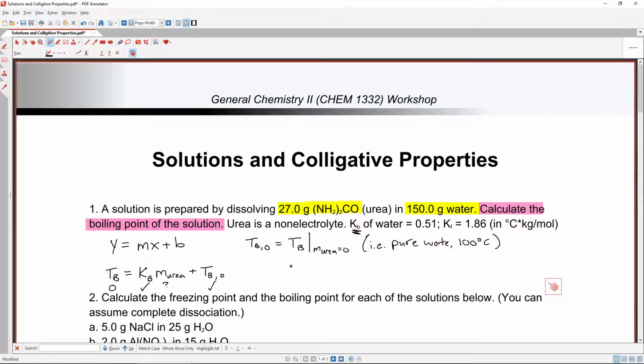So let's find that, right? The molality of urea would be the moles of urea over however many kilograms of water you have, right? Okay, so it says here you have 27.0 grams of urea. We can quickly calculate the molar mass and convert these grams to moles.